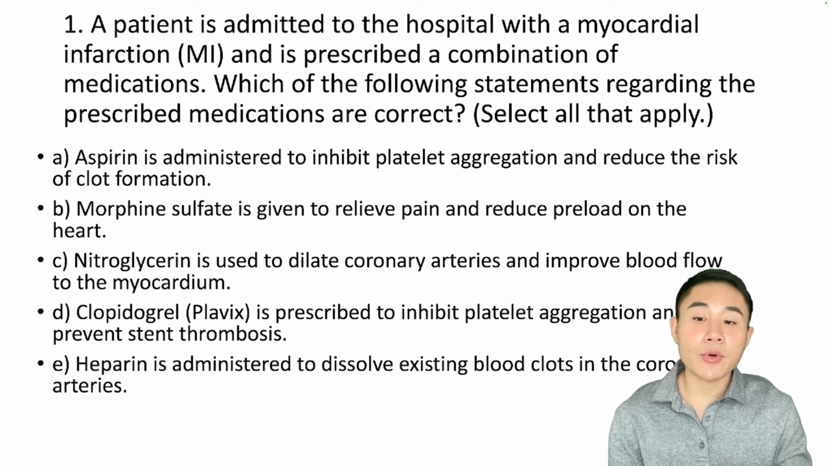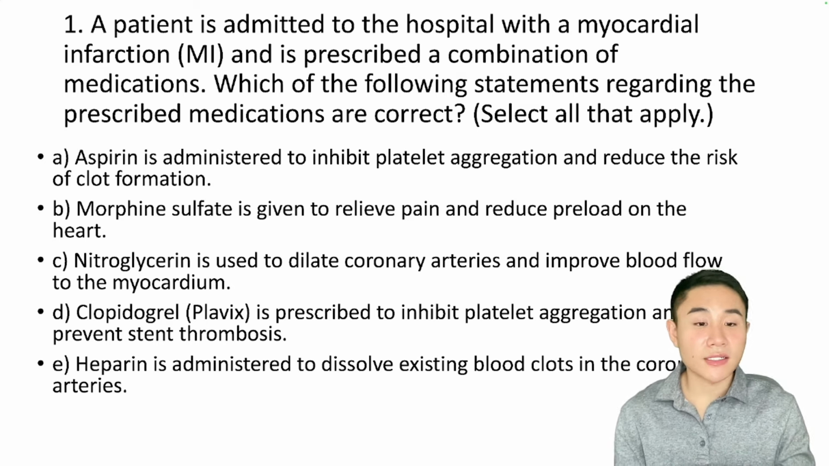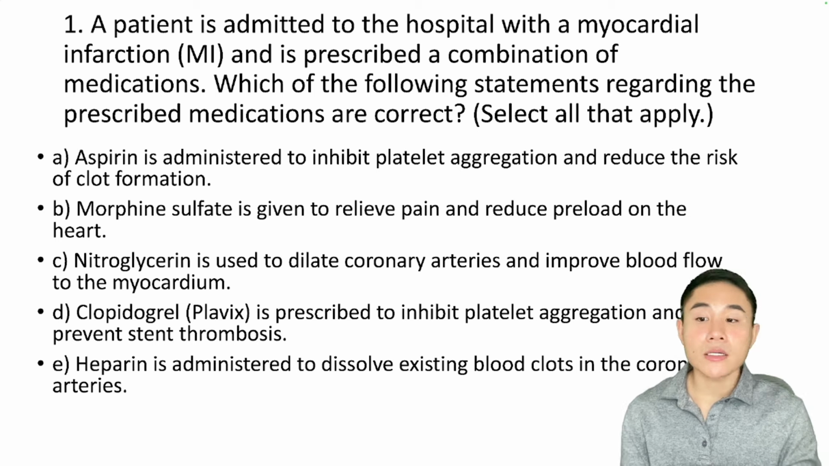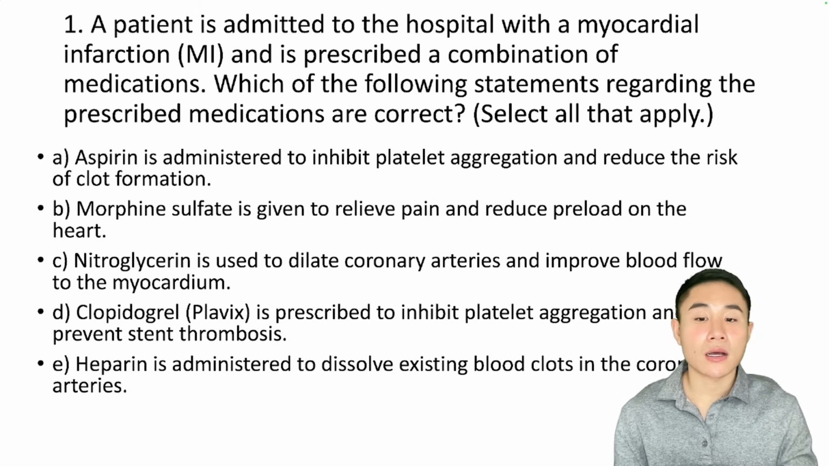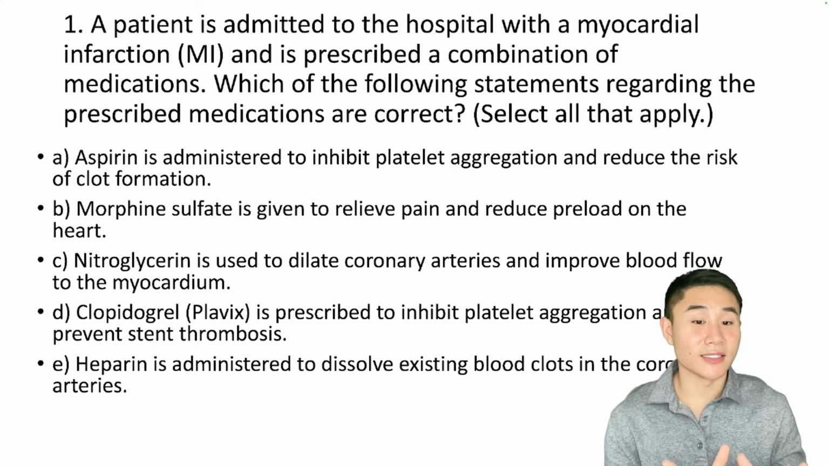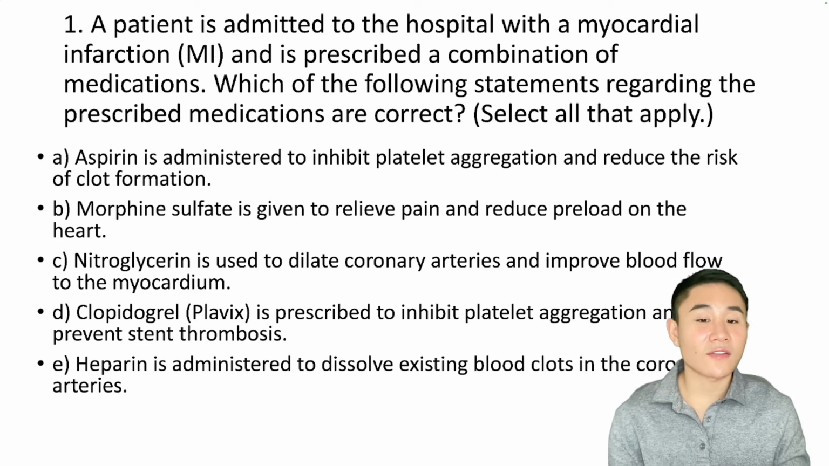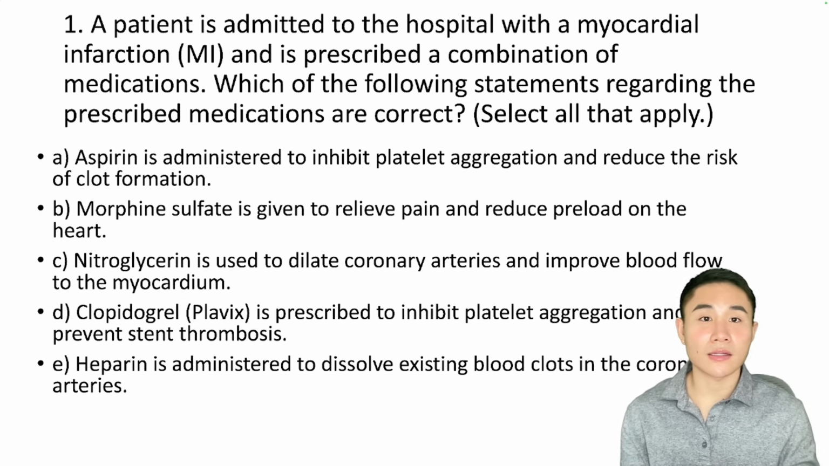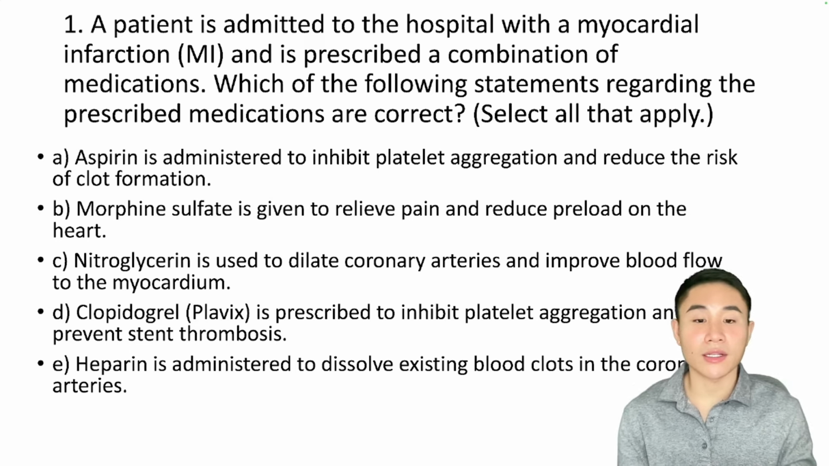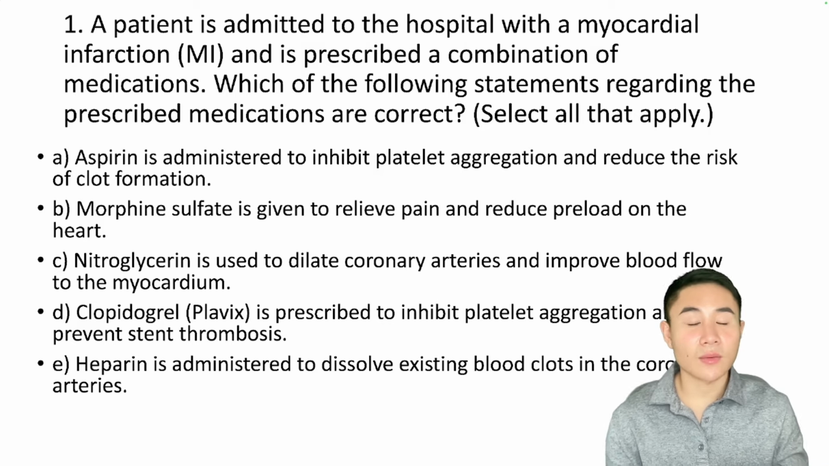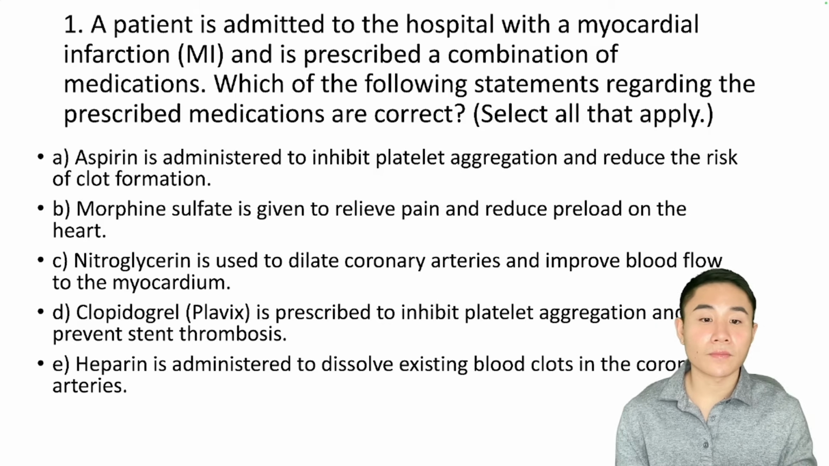Next, E, heparin is administered to dissolve existing blood clots in the coronary arteries. That is incorrect because heparin does not dissolve existing blood clots. Dissolving existing blood clots is done by a thrombolytic, and a thrombolytic is tPA, which we give when someone has a stroke, an ischemic stroke.